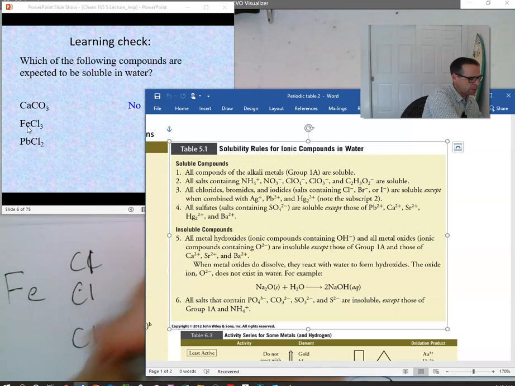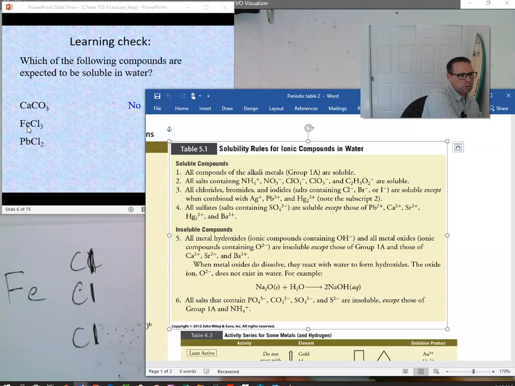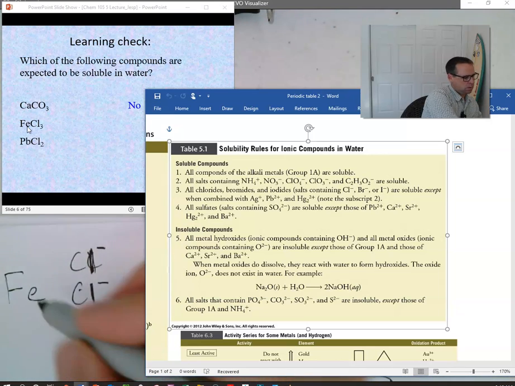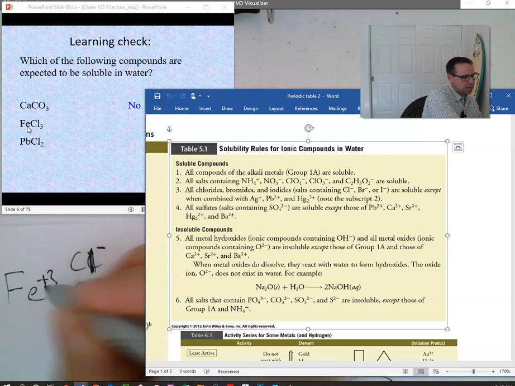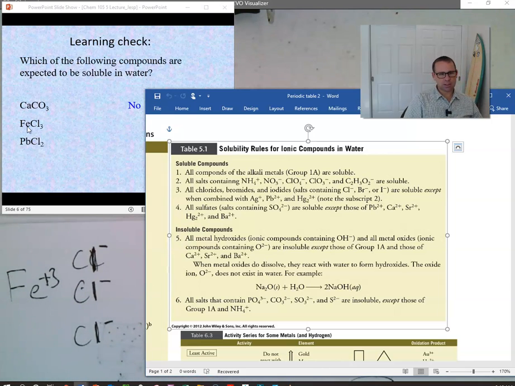Do I know anything about the charges of any of these? Chloride is element 17, right? Oh. Yeah, it wants one more. So these are all -1. So what does that mean the iron must be? Positive 3. And that's the number we put in there to tell people what that iron is. So this is not iron 2 chloride, but it's iron 3 chloride. Okay?